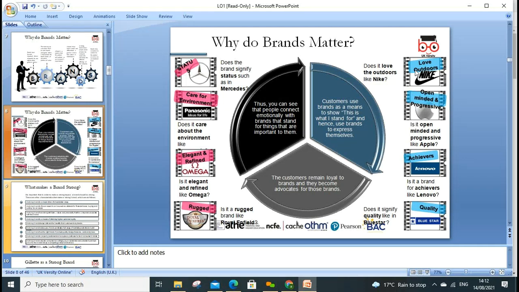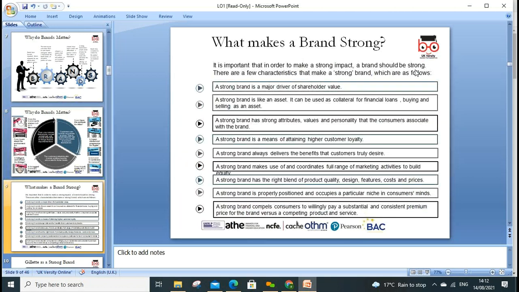Who loves the outdoors? Nike. Think open-minded and progressive: Apple. Think about the brand as an achiever: Lenovo. Okay, so these are the reasons, and we'll go through some brand slogans in the next lesson as well. That will further help you develop your understanding. Okay, any questions here, guys? Anyone? No questions, so we can move on. If you have any questions, those listening, please drop me an email.